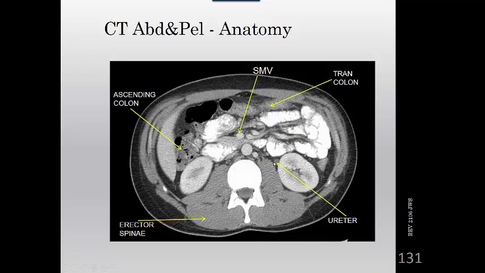This dark little circle here is the ureter that's adjacent to the kidney in it. And if we were up higher, you'd see it connected to the renal pelvis. Superior mesenteric vein showing up here, and then of course transverse colon coming across, and then again small bowel here and here.